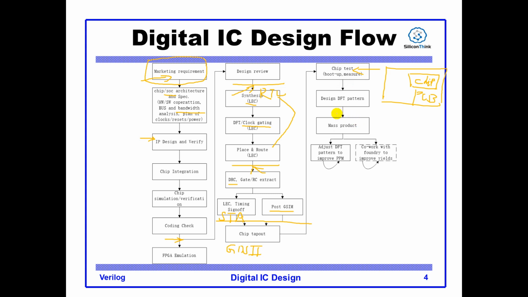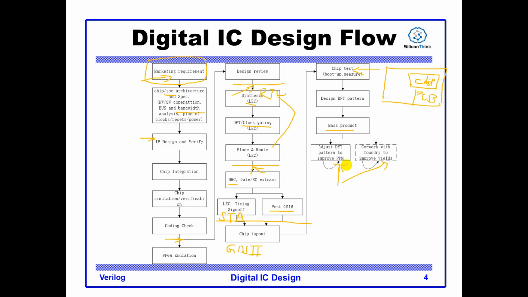Before mass production, you have to design and debug your DFT patterns. Using DFT patterns, we will detect the bad chips returned from the foundry and discard them. We just release functional chips to our customers. And in the process of mass production, you have to continuously improve the PPM and yield for your chip.